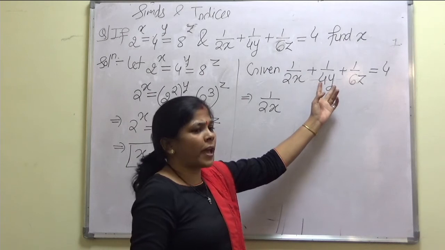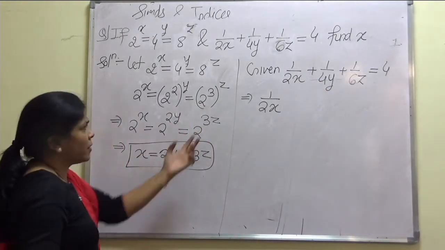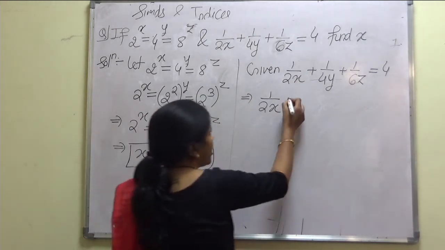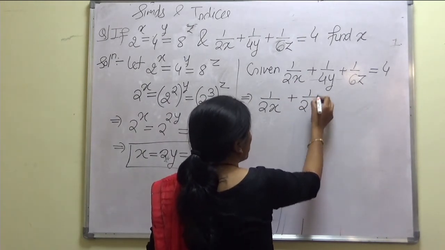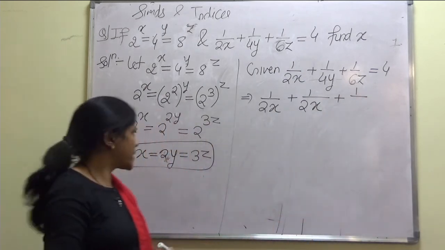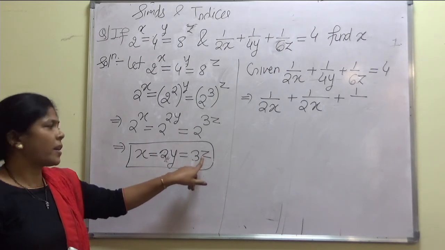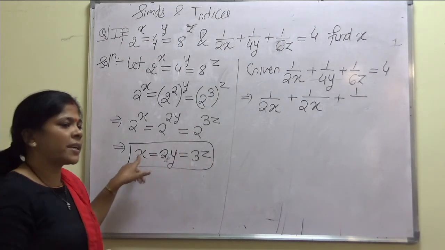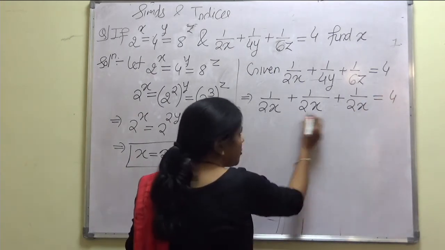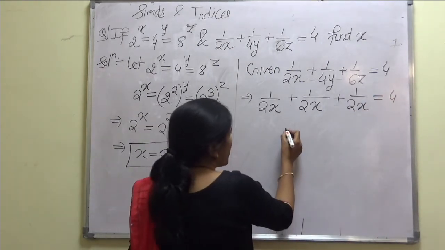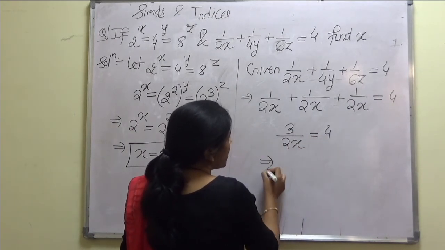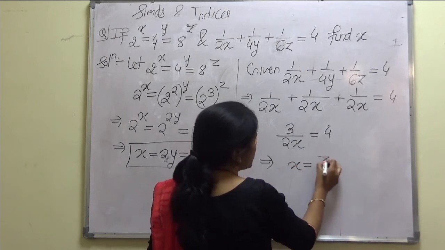So we can write 4y as 2 into 2y. Why? Because 2y can be replaced by x. So 2 into 2y is nothing but again x. Then 6z can be written as 2 into 3z, and 3z is x. So it will be 2 into x is equal to 4. So here we are getting 3 times 1 upon 2x, so it is 3 by 2x is equal to 4. Just simplify and get the value for x. So x will be nothing but equal to 3 by 8.